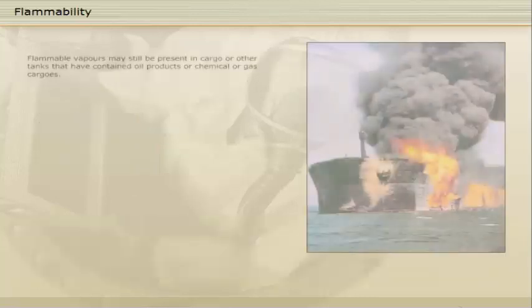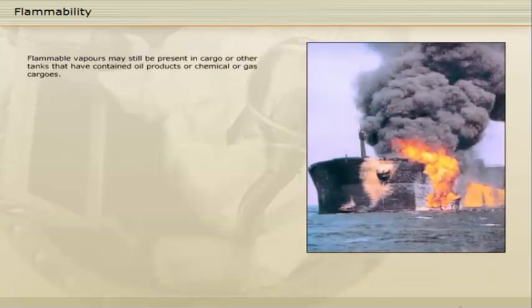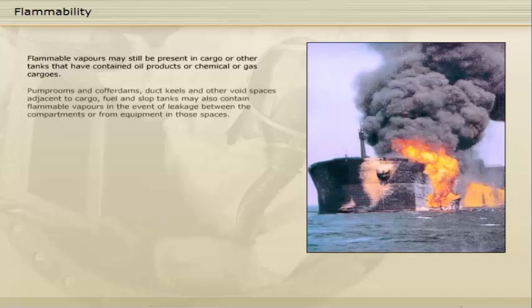Flammable vapours may still be present in cargo or other tanks that have contained oil products or chemical or gas cargoes. Pump rooms and cofferdams, duct keels and other void spaces adjacent to cargo, fuel and slop tanks may also contain flammable vapours in the event of leakage between the compartments or from equipment in those spaces.